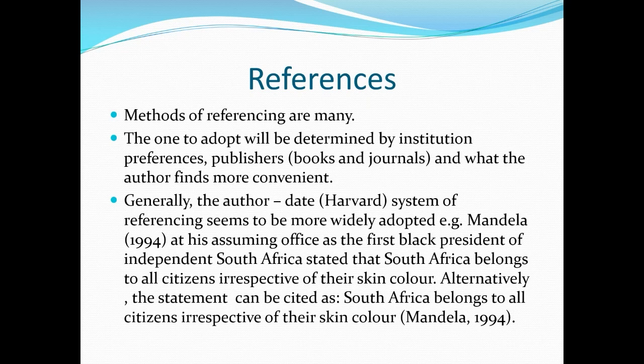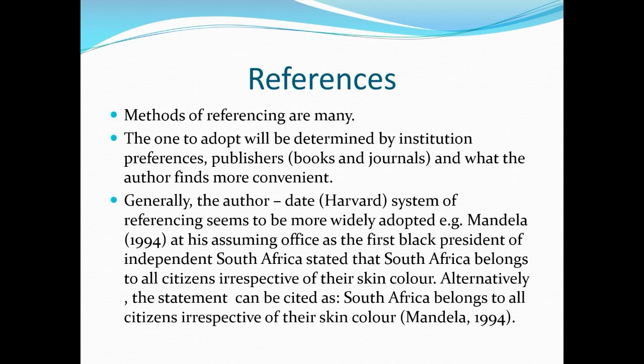Generally, the author-date or Harvard or Cambridge system of referencing seems to be the more widely adopted, e.g., take for instance, Mandela 1994. If you want to cite what the father of the nation, Nelson Mandela, said in 1994, when South Africa had the independence, you say Nelson Mandela. Of course, the last name is normally the one cited. 1994, at his assuming office as the first black president of independent South Africa, stated that South Africa belongs to all citizens, irrespective of their skin color.